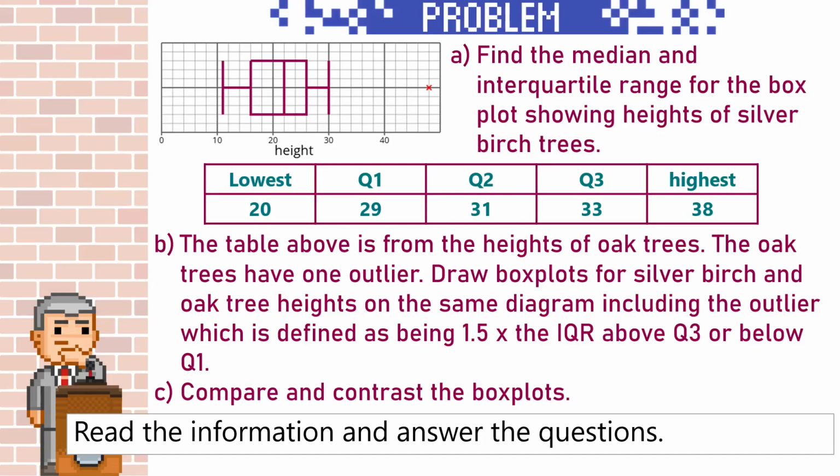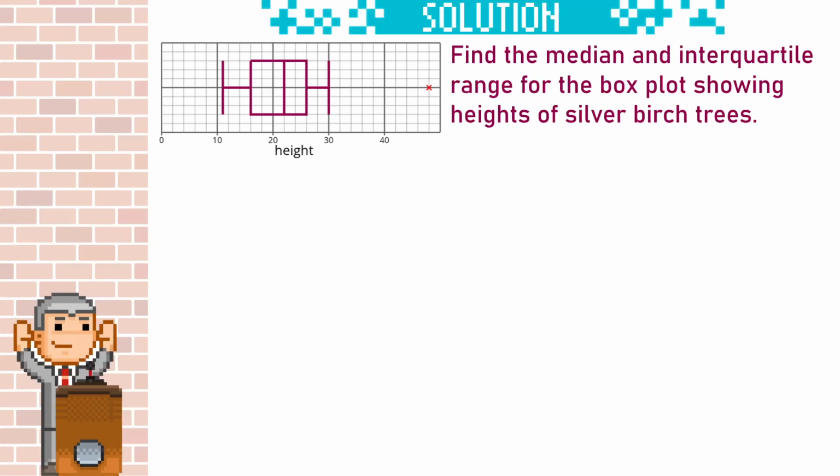Let's have a look at these questions. In this question we're asked to find the median and the interquartile range for the box plot shown. So, first of all, to find the median, we find that middle line in the box and read off the scale what it is. So it's going to be 22 meters.